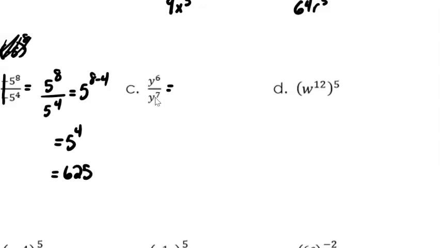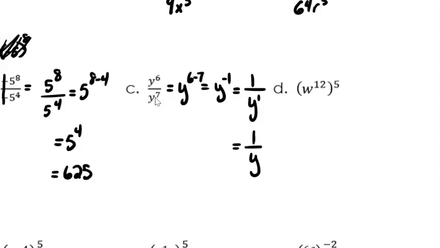You can think of it two ways. The first way you can do is just subtract 6 minus 7. You get -1, and then the negative exponent moves it to the bottom. And you could have a 1 on the bottom, y to the 1, but y to the 1 is just the same as y.